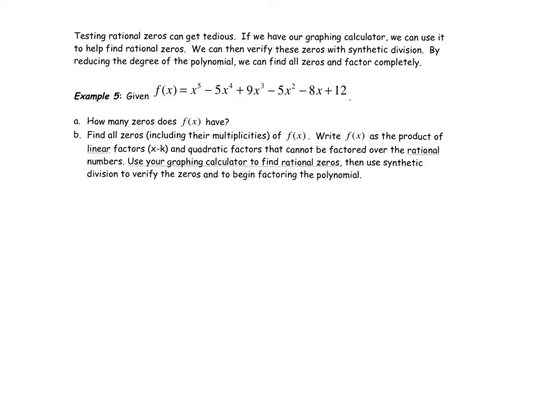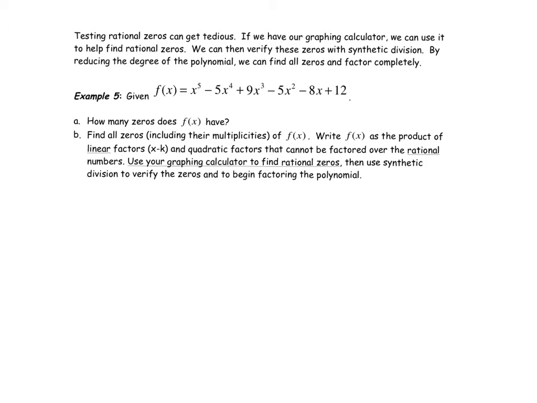This is the solution to example 5 from notes 3.4. In this problem, we're given a polynomial function of fifth degree, and we would like to find all the zeros. But as we saw in example 4, testing for the zeros using synthetic division can get tedious, and if we don't guess well, or if we have a lot of factors of the constant term and the leading coefficient, there could be a lot of zeros to test.